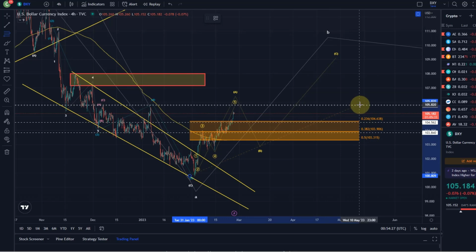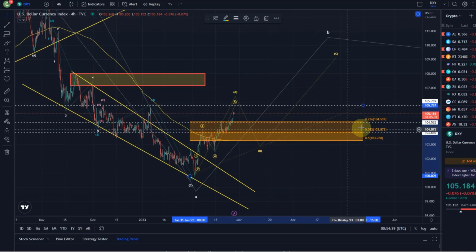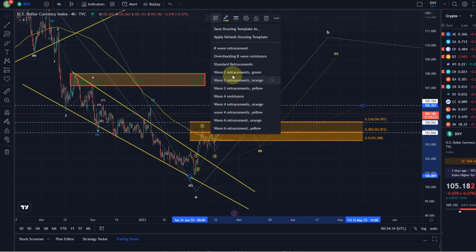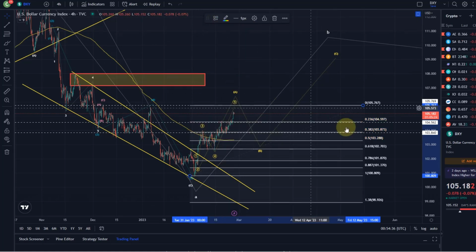But in terms of resistance, let me change the retracements. We talk about the area for that B wave between 103.28 and 101.87. If this top occurs, maybe next week, then we might see some further upside in, for example, the crypto markets. If we see this B wave to the downside, this is now going to be interesting.